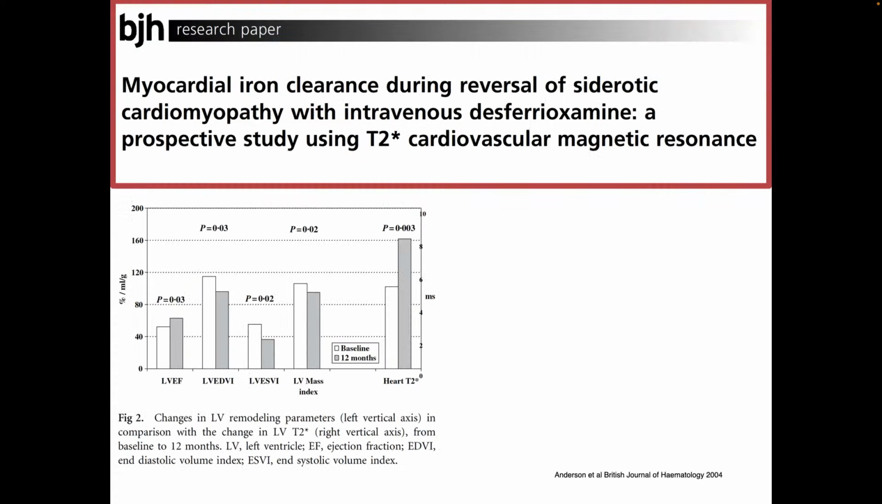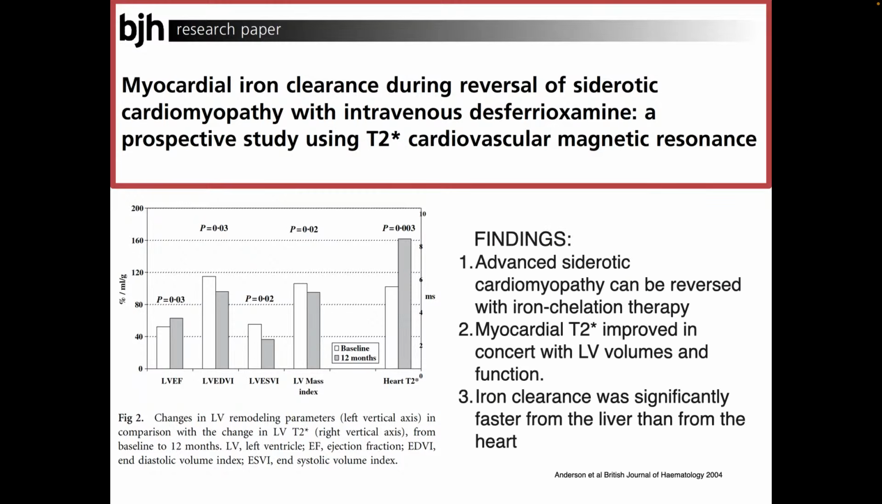And then this is just some data showing that, in fact, MRI can be used to follow patients that are getting chelation therapy to identify when optimal iron reduction has occurred. And in fact, that reduction in iron load is also associated with a reverse remodeling of the myocardium, such that there's a reduction in the LV cavity size and an improvement in LV ejection fraction.